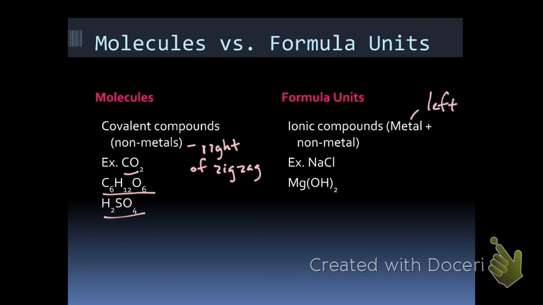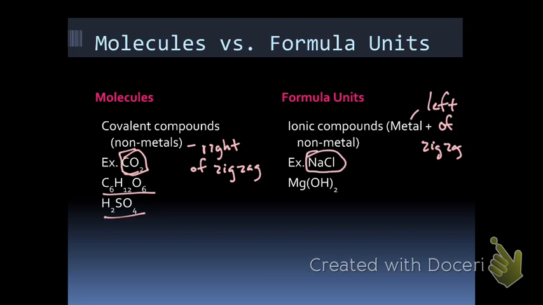So an ionic compound we're now going to call a formula unit. Anything with a metal is going to be called a formula unit. Any compound that is just nonmetals is going to be called a molecule, okay? Now we want to figure out the mass of a molecule of carbon dioxide, or of sodium chloride.